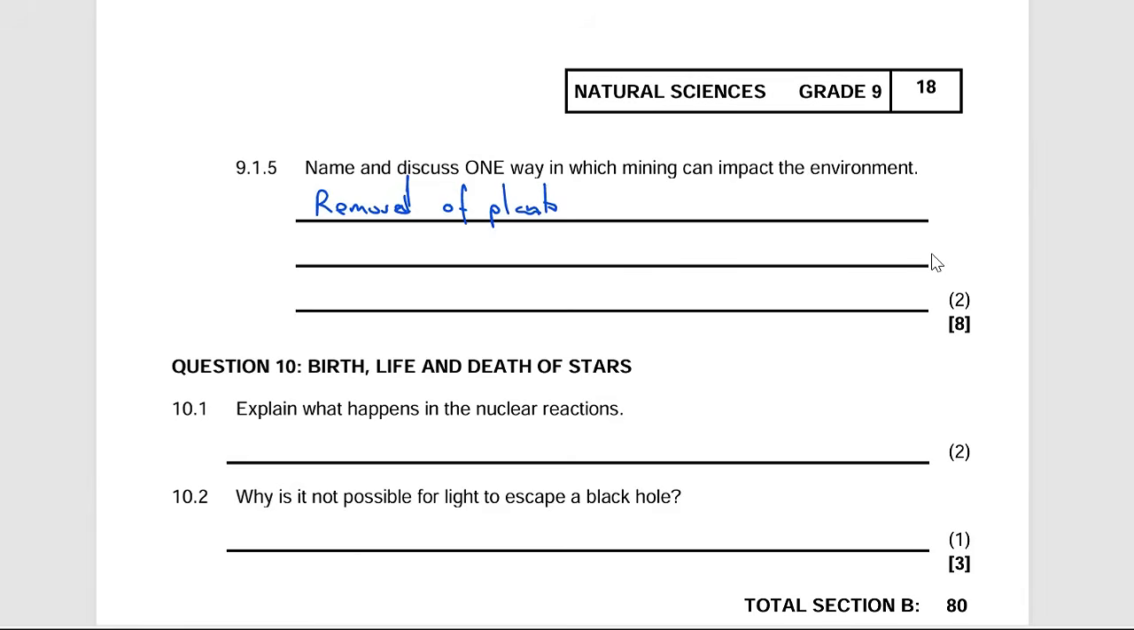So if you remove the plants, then what happens? It results in loss of habitat. Remember, there are some animals that actually live within these plants. Removal of plants results in loss of habitat for animals, because we are clearing the land.